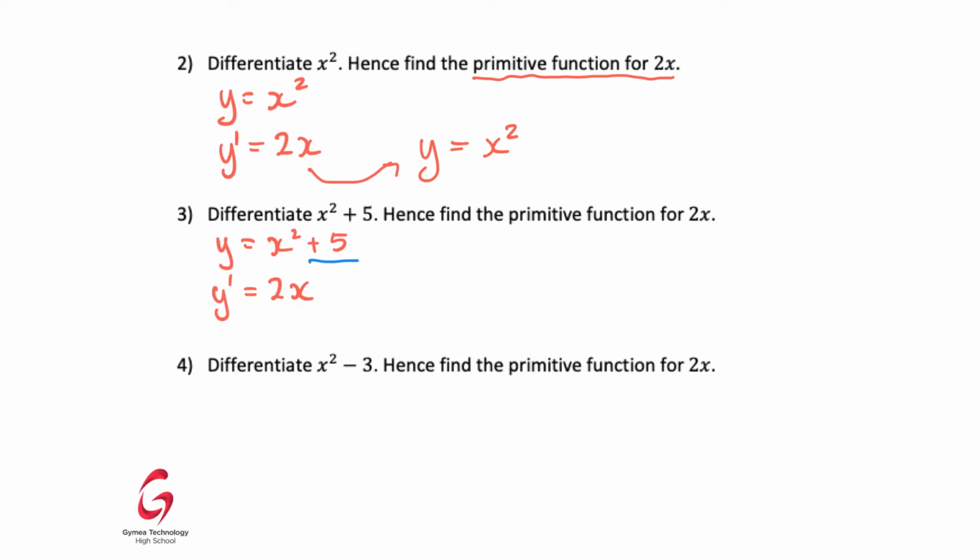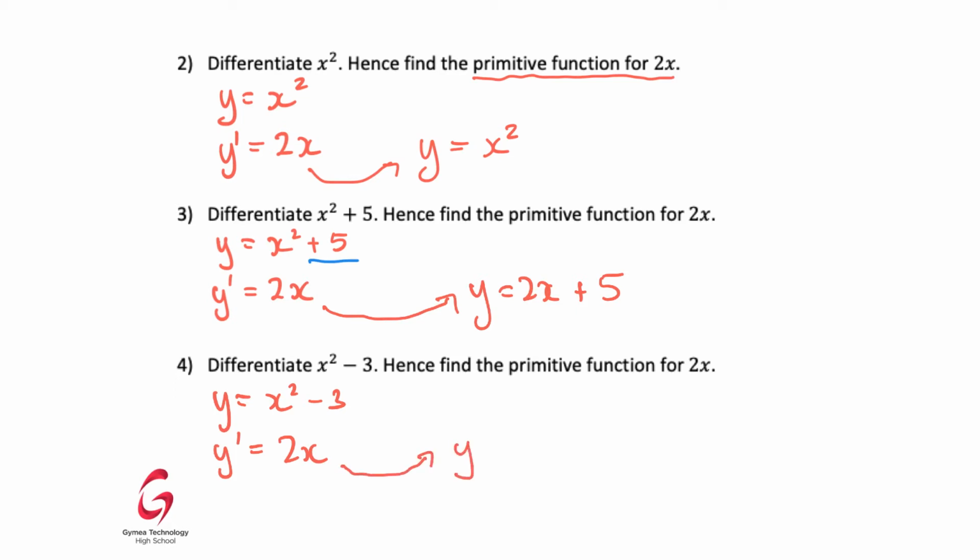This means that the primitive function, the level before that first derivative, is y equals 2x, but in this case we know that it had a plus 5 attached onto the end. The differentiation of that hasn't told us about that plus 5. It was given to us in the question. Okay, and again the last one, differentiate x squared minus 3. So that's going to be 2x. And again, hence find the primitive function for 2x. So this means the level before it in the chain is going to be x squared. And we're told it's minus 3 in this case.